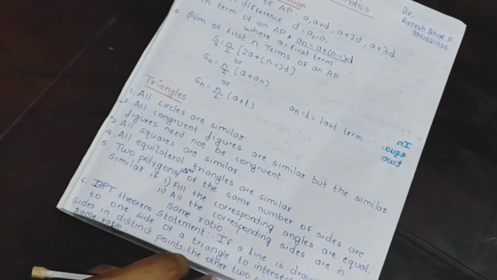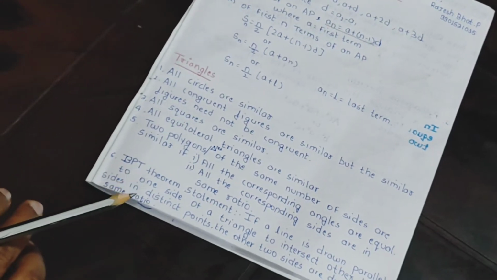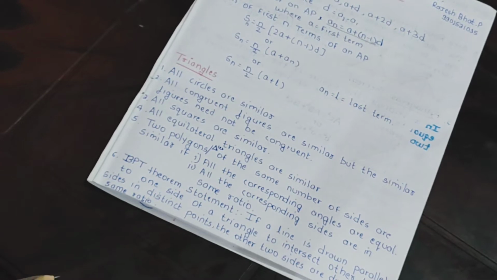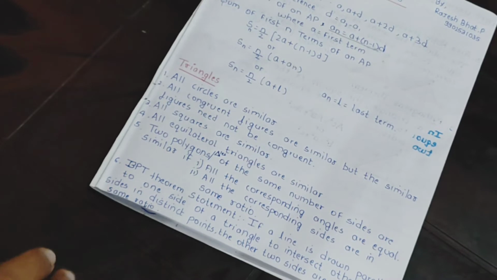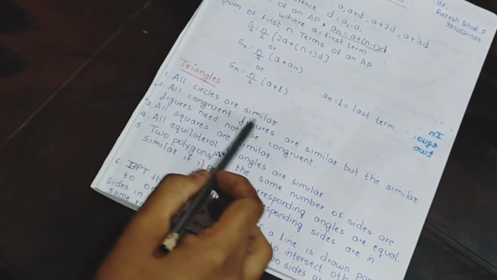Now let us go to the triangles chapter. In triangles, there are a few things that we need to remember. If you see model paper 1 and 2, there are a few questions where you need to find out whether the statement is correct or wrong. Then these things will be of help to you, and they may also ask in the form of fill in the blanks. First thing, we all know all circles are similar.